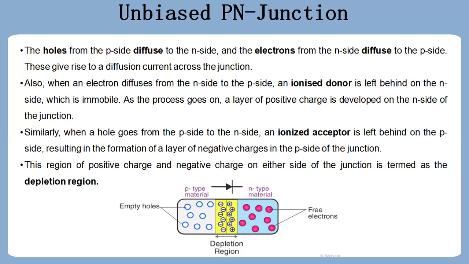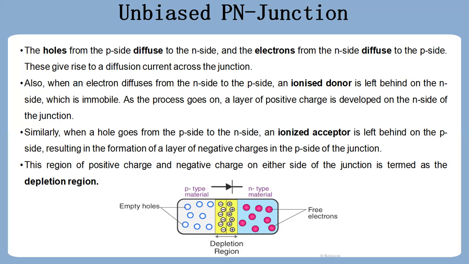Also, when an electron diffuses from n-type to p-type, at the junction only a thin layer of ionized donors is left behind on the n-type material. Whereas when holes diffuse from p-type to n-type, again at the junction, ionized acceptors are left behind. Both of these donors and acceptors are immobile, right?